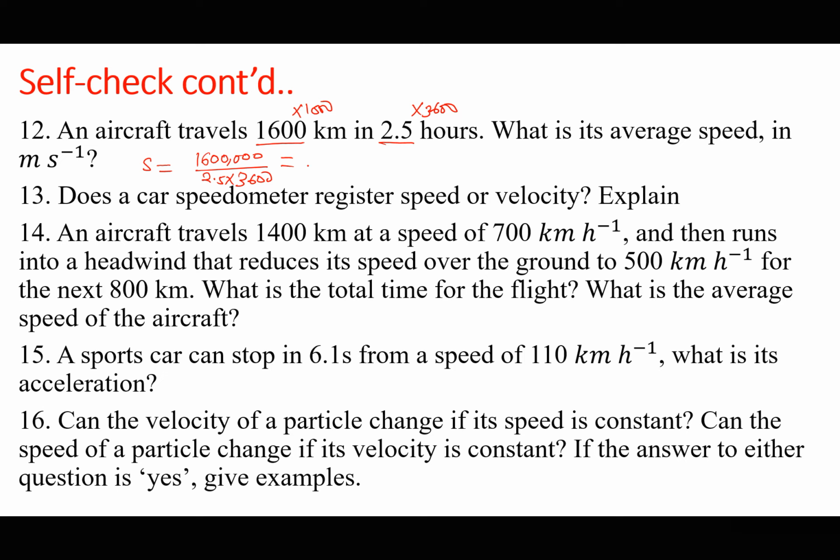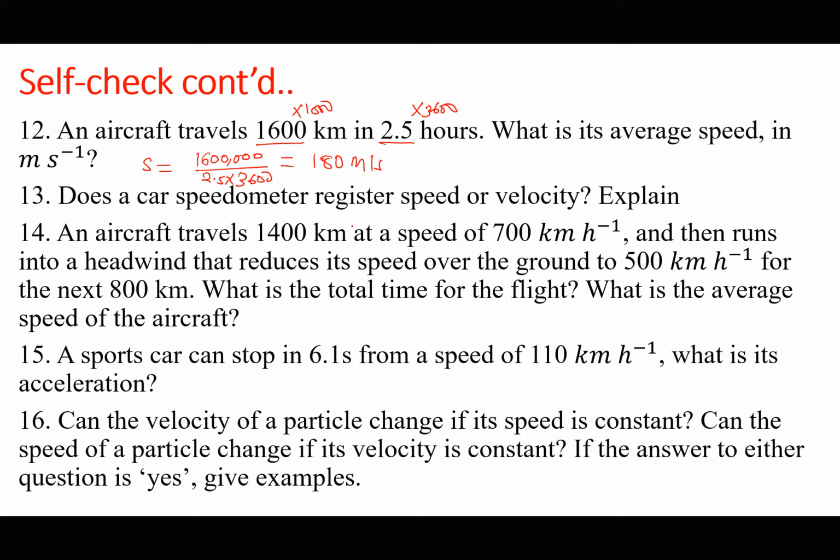So 1,600 times 1,000 divided by 2.5 times 3,600. So this is approximately 180 meters per second to two significant figures.